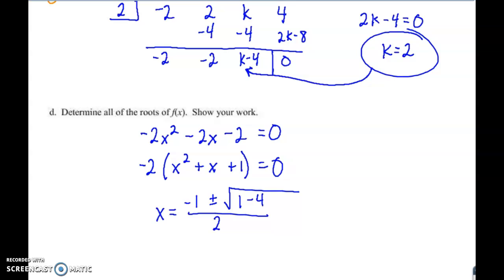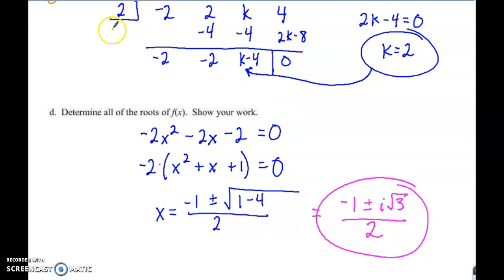You may have forgotten, but I tend to ignore this negative 2 in front once I factor it out, but it's technically still there. It's just not affecting how I get 0, because I could divide it over, and 0 divided by anything is still 0. So my final answer, I would leave as negative 1 plus or minus i root 3, because 1 minus 4 is negative 3, all over 2. Those are your remaining zeros, as well as this 0 we found earlier, x equals 2.